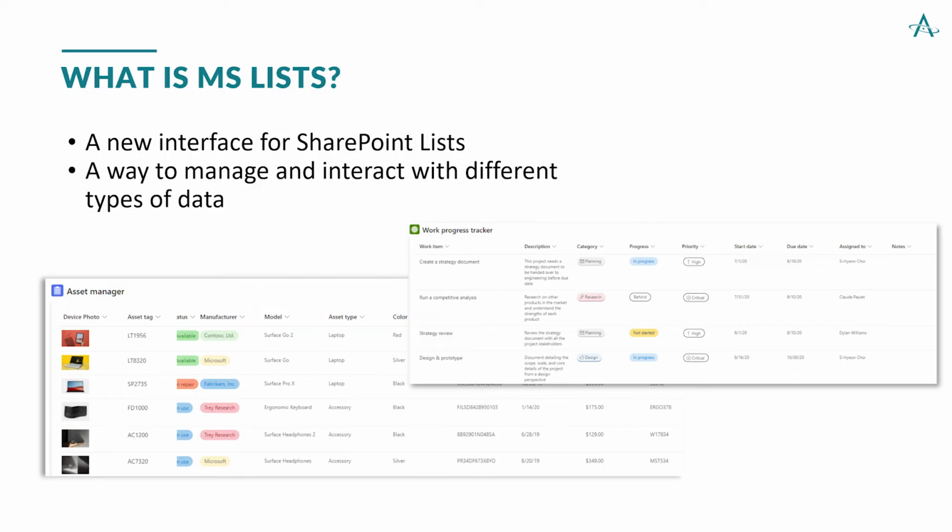Microsoft Lists is a new interface for an old tool. SharePoint lists have been around pretty much since the beginning of SharePoint, and it's a way to manage and interact with different types of data. Microsoft Lists is a relatively new offering within the Office 365, Microsoft 365 suite of applications that provides a new way to work with lists and some fancier ways, as you can see, to put some formatting and to be able to organize, sort, group, and view your data.